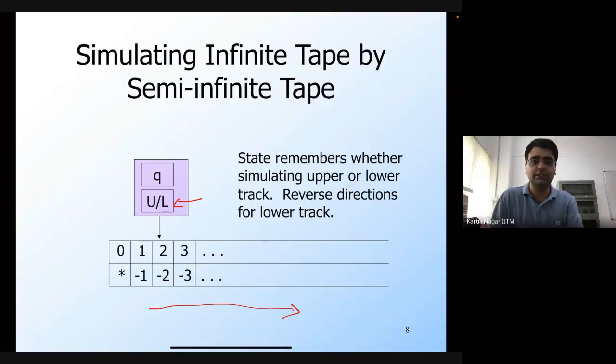In this way, we can use this programming trick of two tracks and caching in the state. Using this, we can simulate any infinite tape Turing machine by a semi-infinite tape Turing machine, which means that if you have a language which is accepted by an infinite tape Turing machine, then there also exists a Turing machine with semi-infinite tape that can accept the same language. So we only need to focus now on these Turing machines with semi-infinite tape.